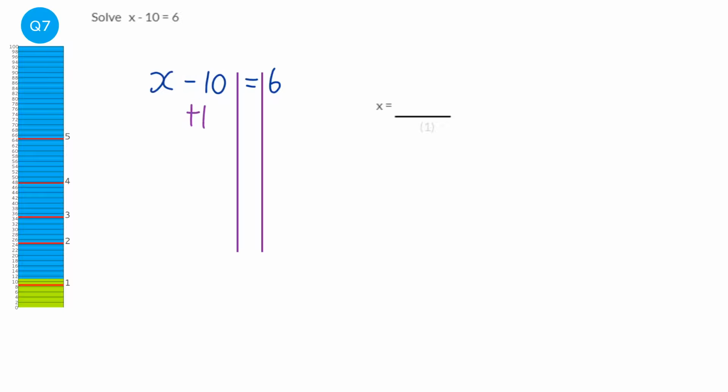Well, that's going to be plus 10. But you can't just do that to the left-hand side. You have to do the same thing to the right-hand side. So on the left-hand side now, we're left with just x because we've got rid of that take away 10. And on the right-hand side, we do 6 plus 10, which is 16. So our solution is x equals 16.